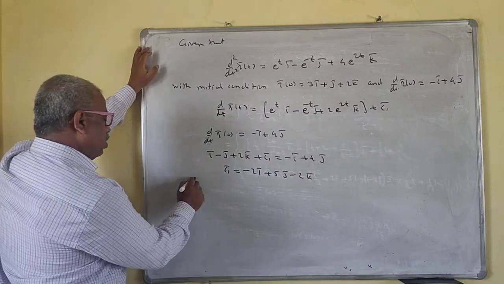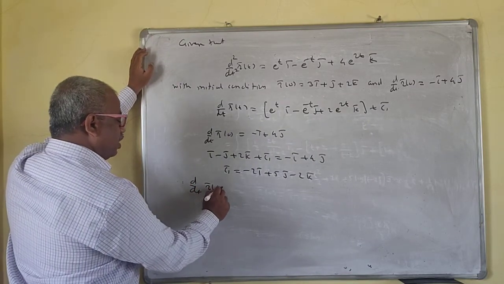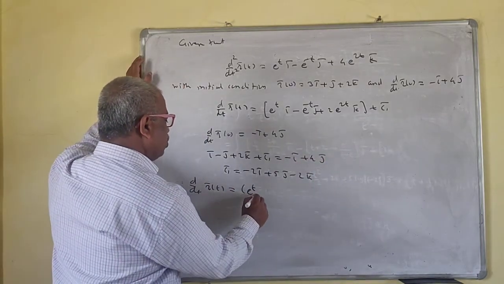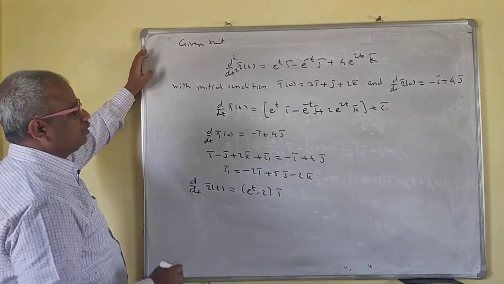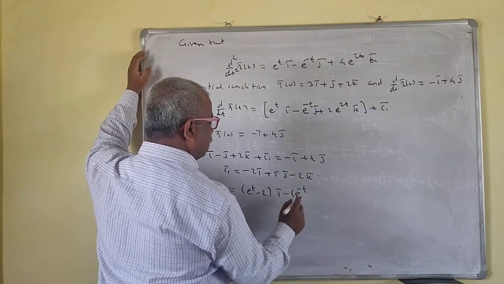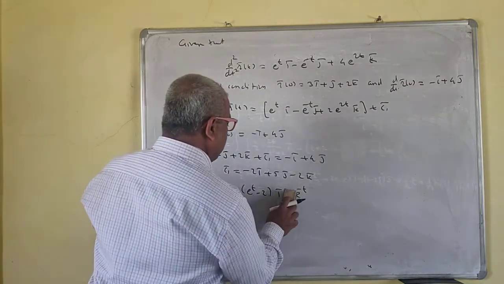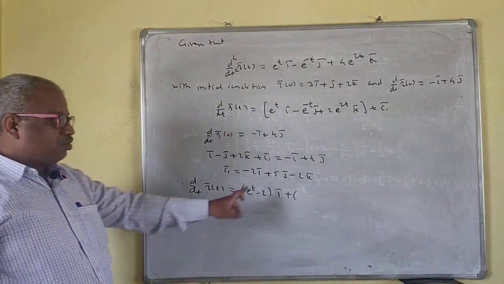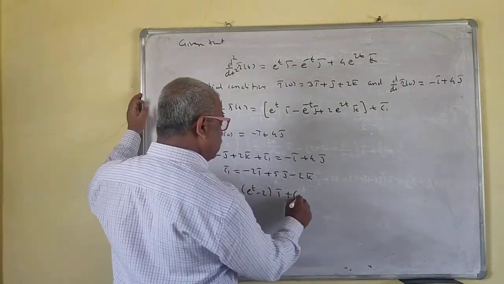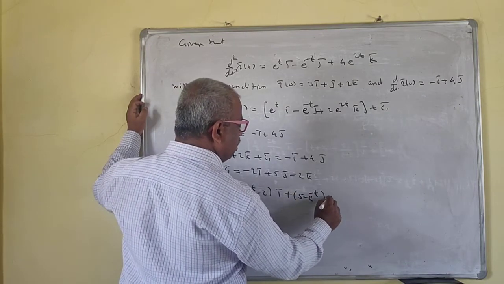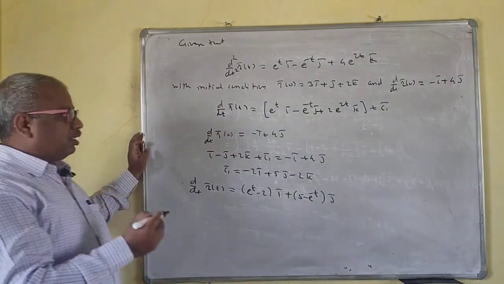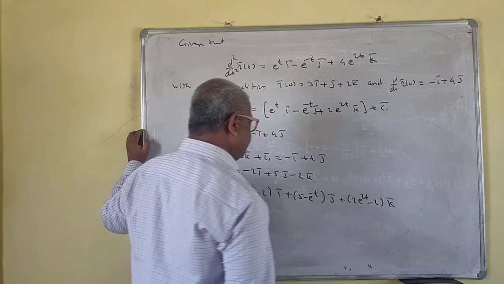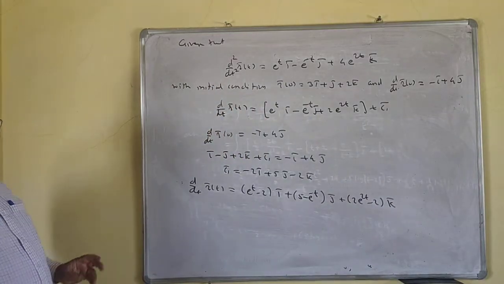Therefore d by dt of r bar of t is equal to, you put c1 bar as this. So what is this then? e raised to t minus 2 i bar minus e raised to minus t. Instead of minus I write plus here, because this is not minus. So I can write 5 minus e raised to minus t j bar, then plus 2 e raised to 2t minus 2 k bar. This is your dr bar by dt.